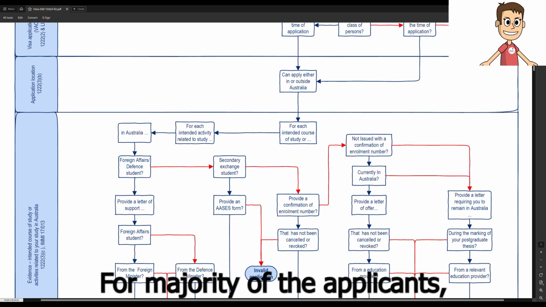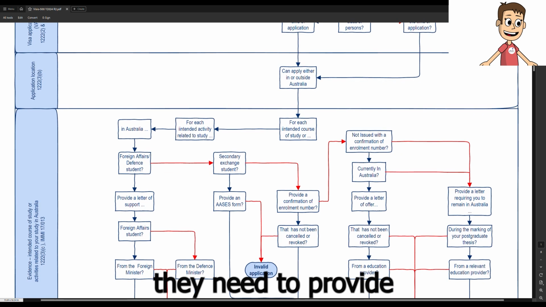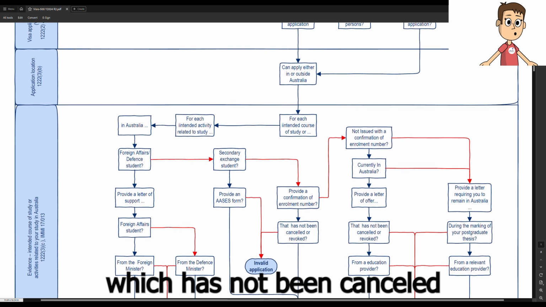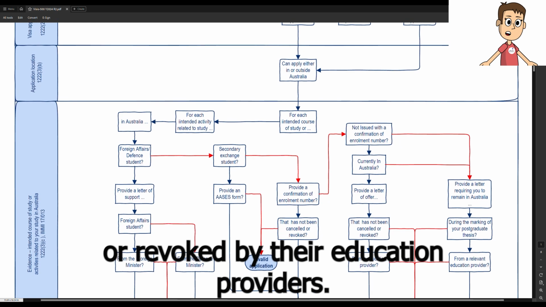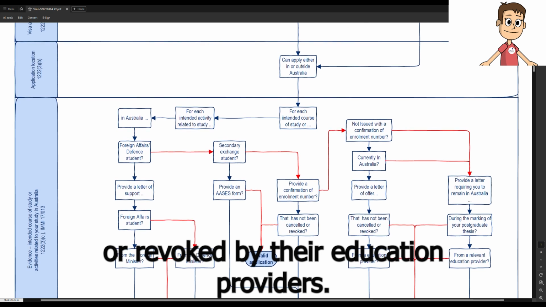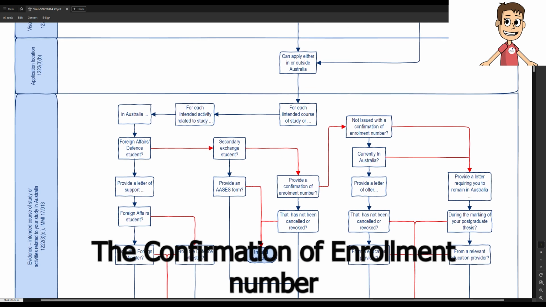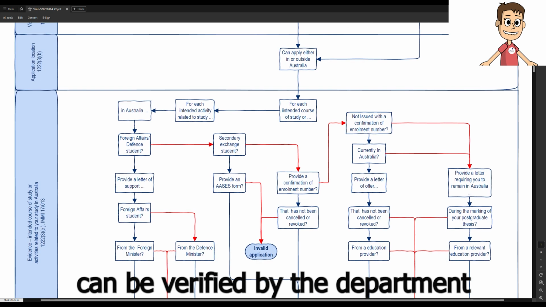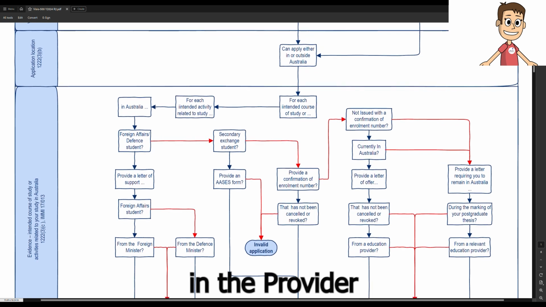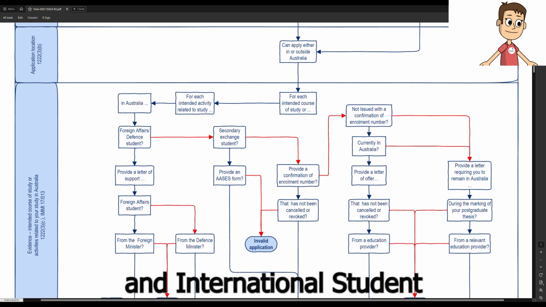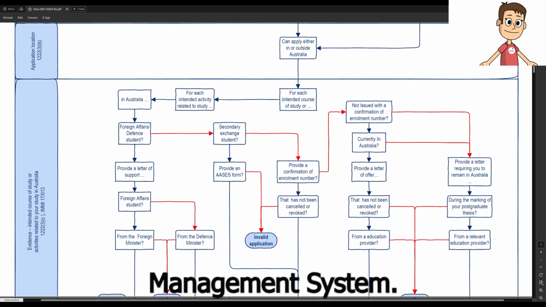For the majority of applicants, they need to provide a confirmation of enrollment number which has not been cancelled or revoked by their education providers. The confirmation of enrollment number can be verified by the department in the Provider Registration and International Student Management System.